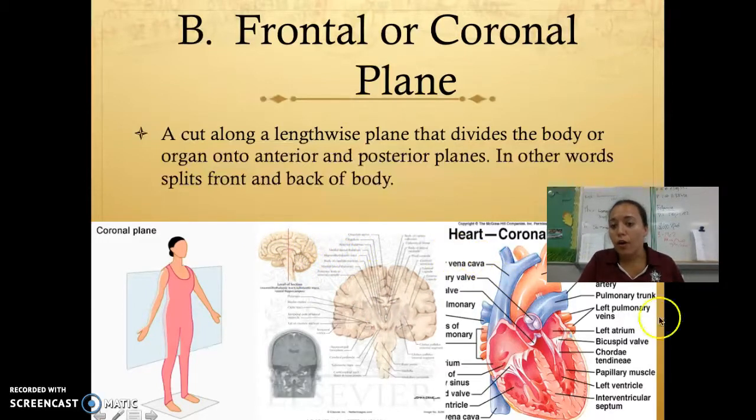And then this is the heart. The heart is always cut frontal. That's the only way you can see the atrium and ventricles correctly in all the valves. So that's the way that you'll cut that in the dissection later as well.